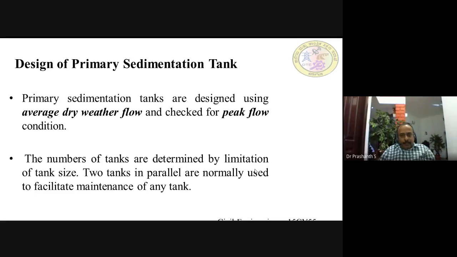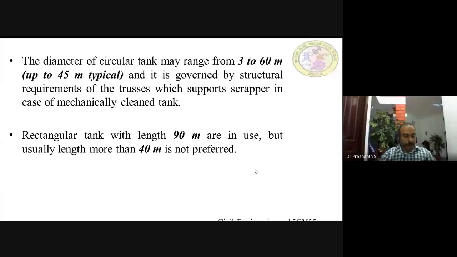Primary sedimentation tanks are designed using average dry weather flow, and it is checked for peak flow conditions. The number of tanks is determined by limitations of the tank size. Two tanks in parallel are normally used, so that if one is in trouble, we can go for maintenance, and in the other, we can continue to use it. The diameter of a circular tank may range from 3 to 60 meters. Just keep it in mind.